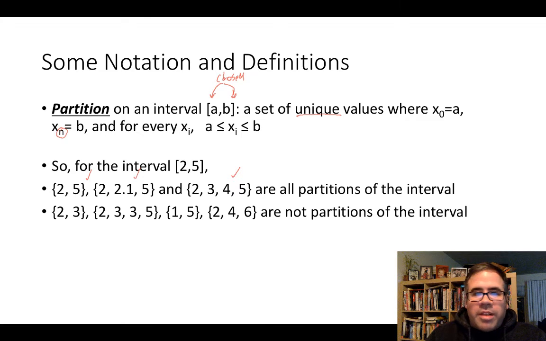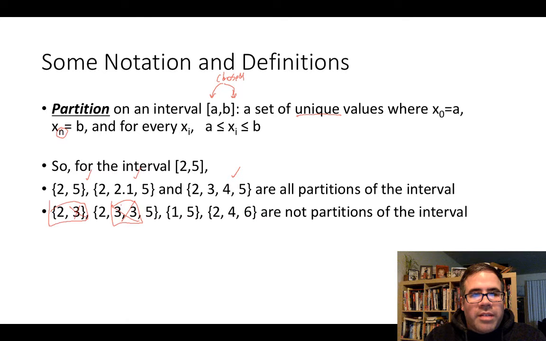Now, ways that things could fail to be a partition. This one with 2 and 3 fails because the last value in the partition is not equal to the highest value in the interval, so it doesn't reach all the way. This one, 2, 3, 3, 5, fails because the values aren't unique. We have a repetition, so this is not a valid partition of the interval.